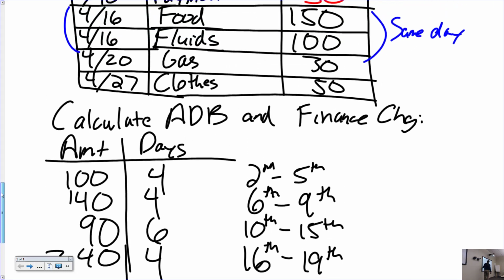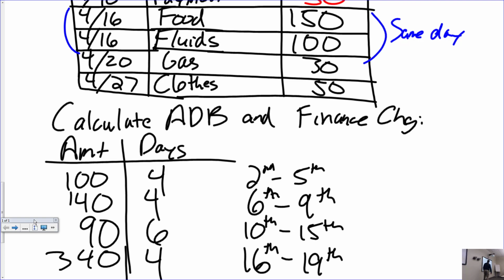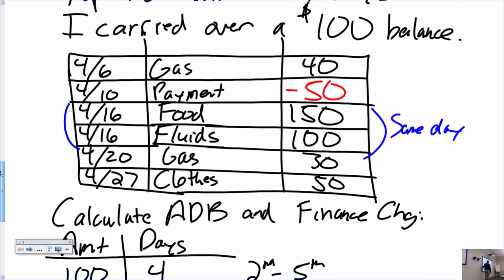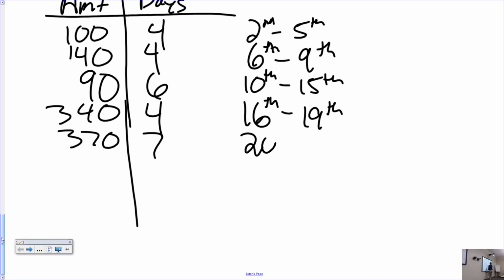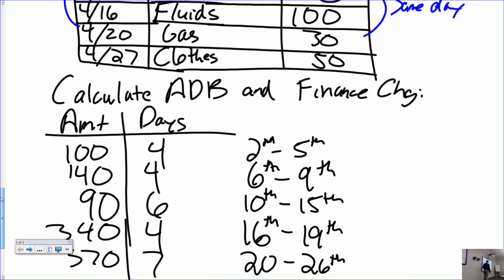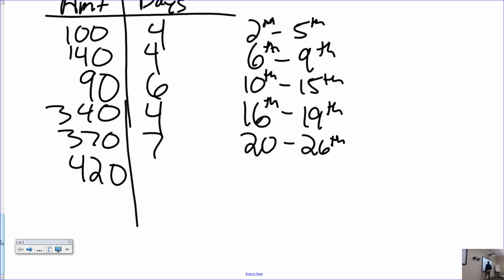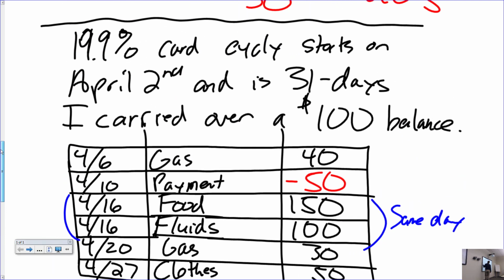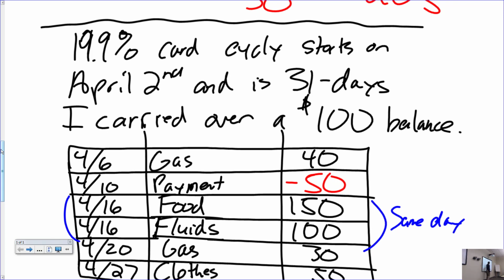What's my next number? 370. Add the $30. How many days does that one last? 7. And then last but not least, what's my final number? 420. And what's my final number of days? 5. Why is it 5? Because there's 25 when you add all those numbers for days up. And what's my number of days in the billing cycle? There's 31 days in the cycle. Be careful. Make sure you check how many days are in the billing cycle. Do not assume 30 or 31 for that matter.